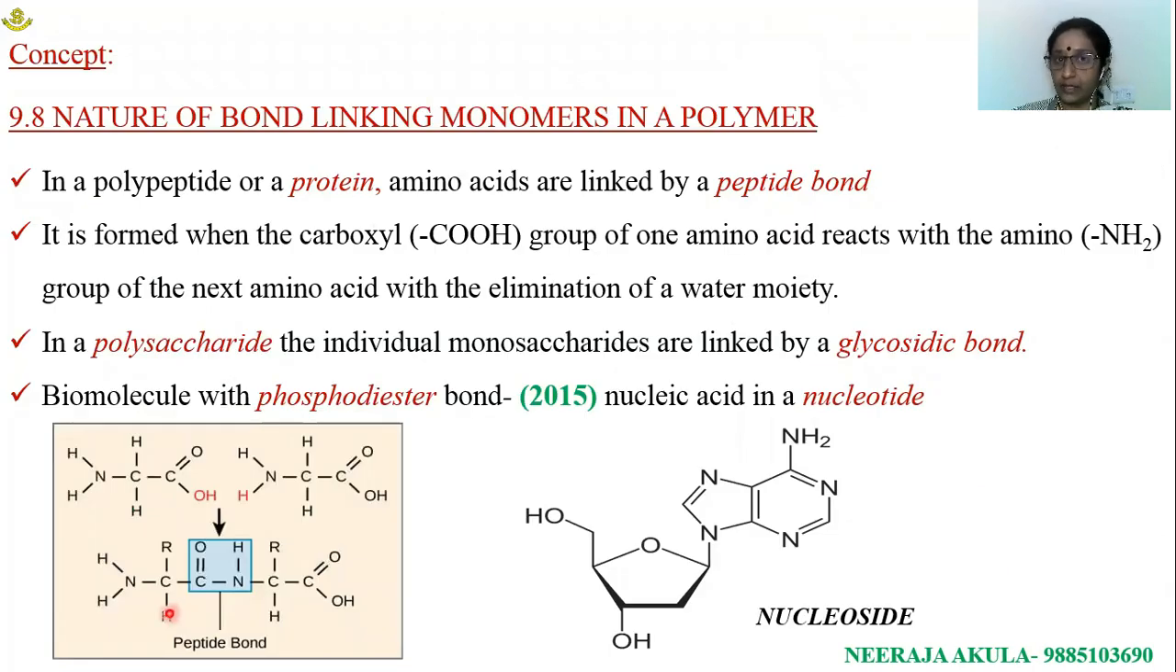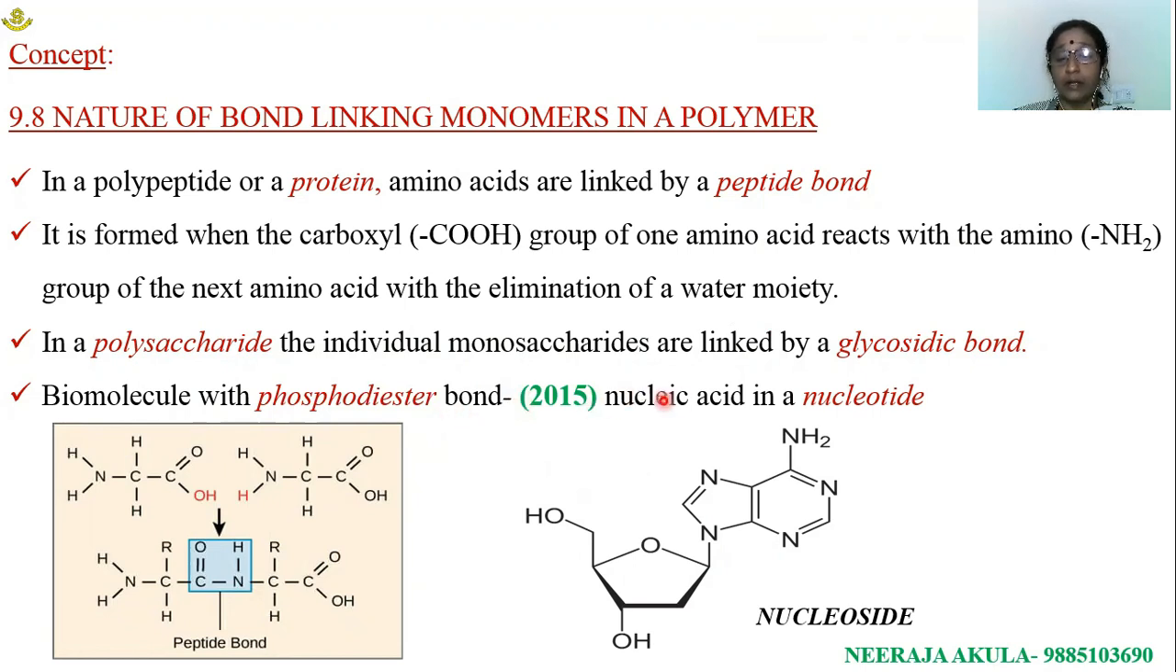A peptide bond is associated with CO and NH. In a polysaccharide, individual monosaccharides are linked by a glycosidic bond. And then the biomolecule of phosphodiester bond.